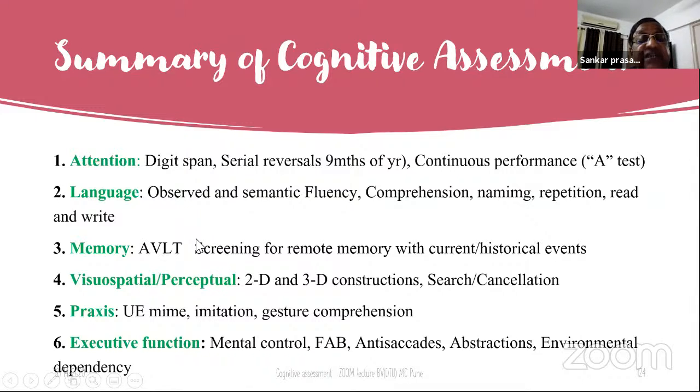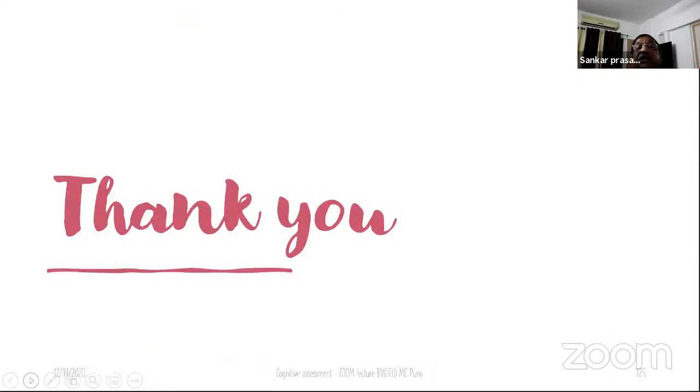Anterograde learning is defective and is the first thing to disappear in Alzheimer's disease, with episodic memory impairment. Visuospatial testing includes 2-dimension and 3-dimension constructions and digit cancellation tests. Praxis is tested with miming, imitation, gesture comprehension, and executive control function with mental control, anti-saccades, abstractions, environmental dependency. We have seen the clock drawing and trail test. So all these will sum up the cognitive assessment for the DNB students who have to do these tests very much. So I think I have finished this time.